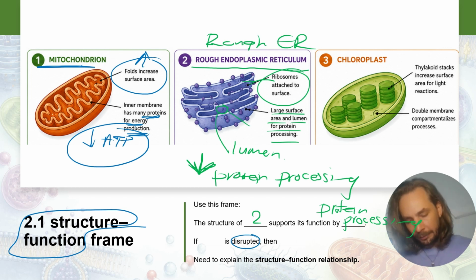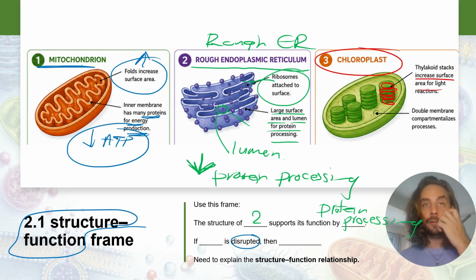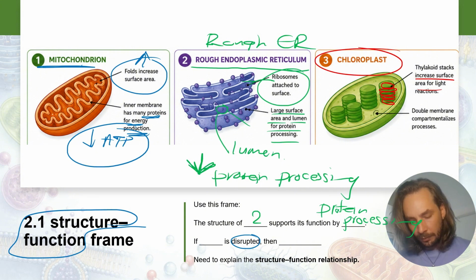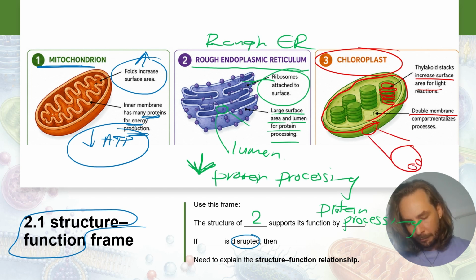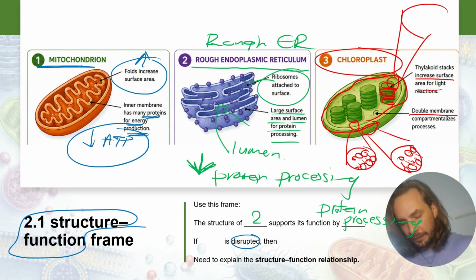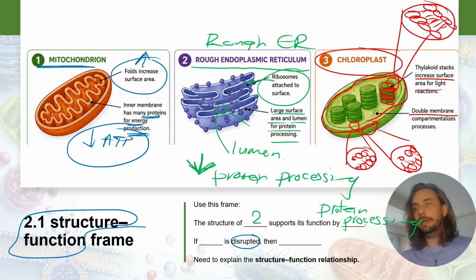And then finally, the chloroplast. The chloroplast has these thylakoid stacks that increase the surface area for light reactions, okay? And it's also a double membrane, meaning it has a membrane on the outside that is a phospholipid bilayer. And it also has a membrane on the inside that is a phospholipid bilayer. These thylakoids are also membrane-bound inside the organelle, so they also have that phospholipid bilayer.